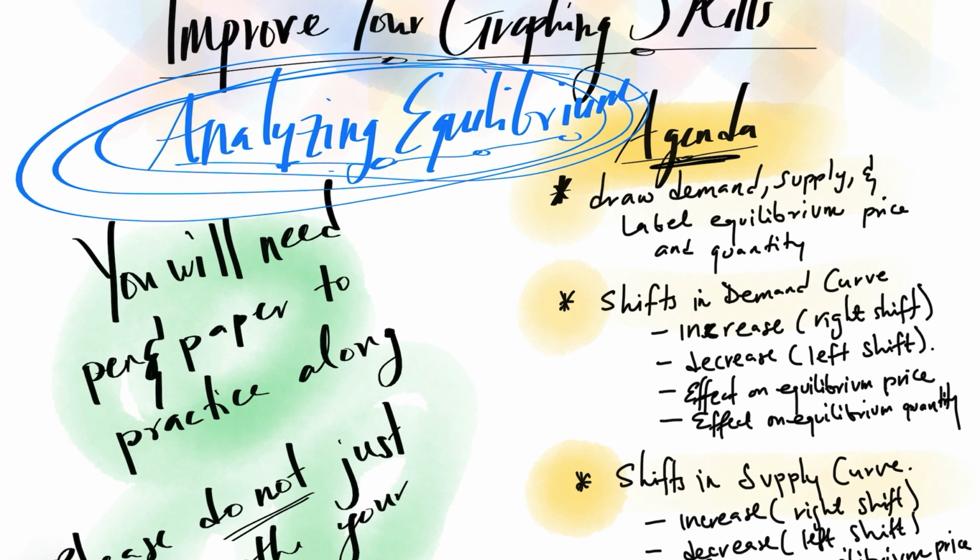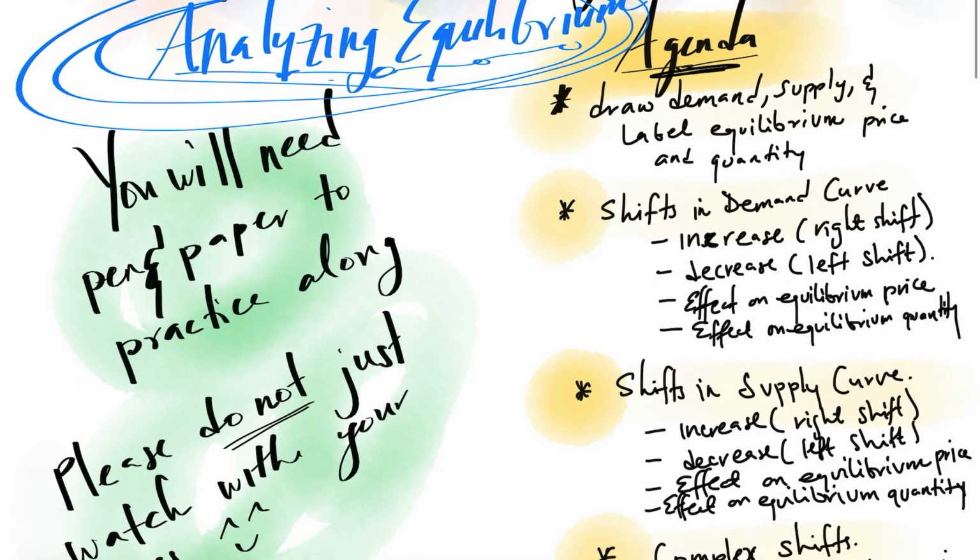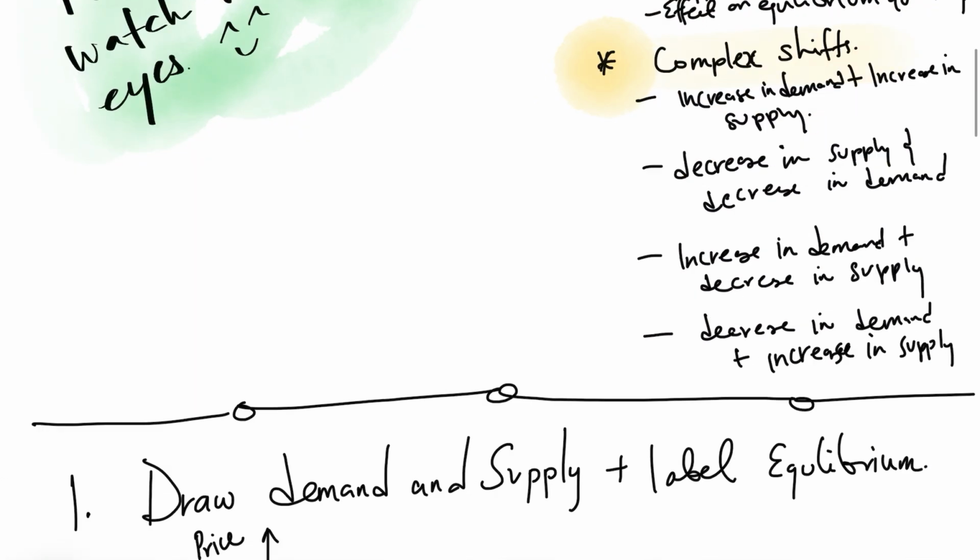So, the agenda is to analyze equilibrium. We will draw demand, supply, and label equilibrium price and quantity. After that, we will look at shifts in the demand curve, then shifts in the supply curve, and then complex shifts. Hope you are prepped for this one.